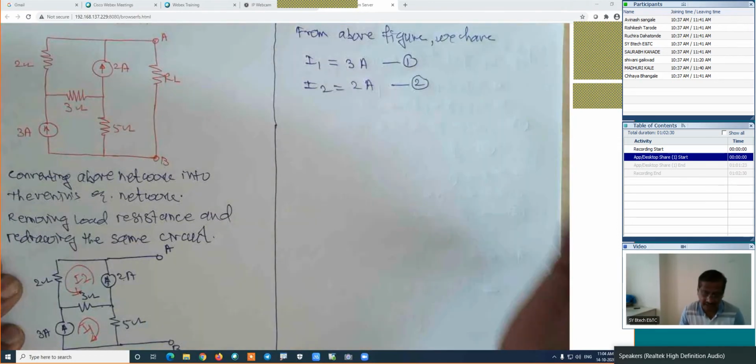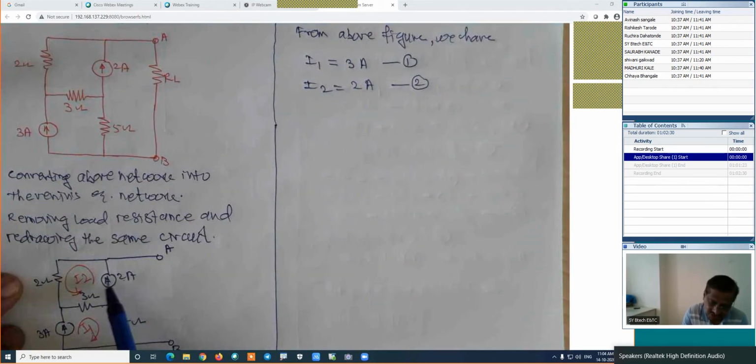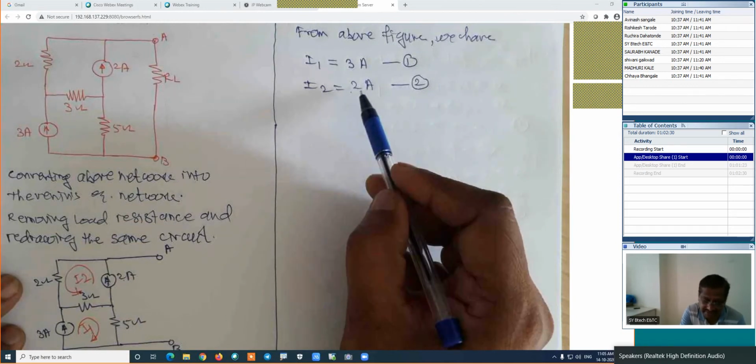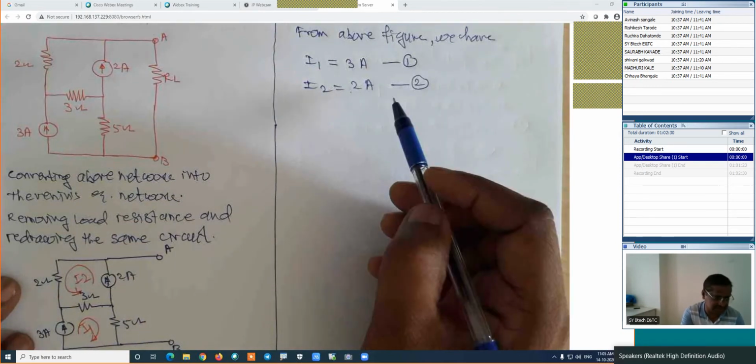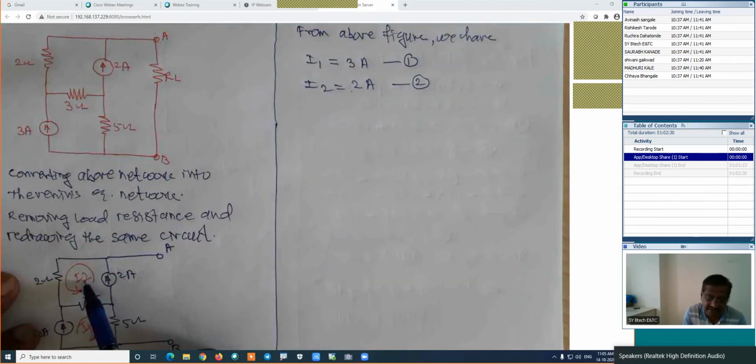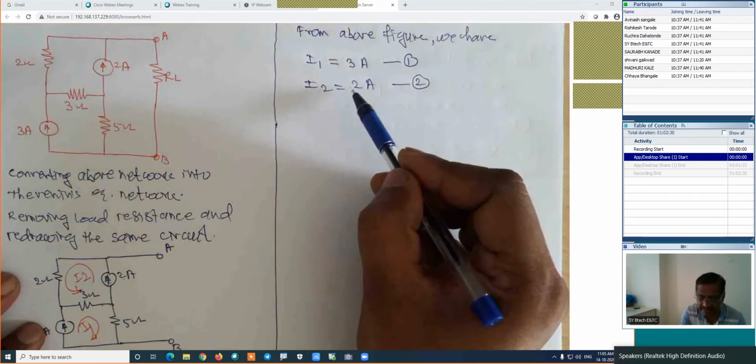Look at how I have taken this current direction. I have taken the direction of I2 accordingly. If I had taken this clockwise, then this current should be minus 2 amperes. Generally we forget to take this minus sign, so what I suggest is that you should always assume the direction of the current in that branch or loop the same as the current source. Otherwise, we have to take the sign as minus.